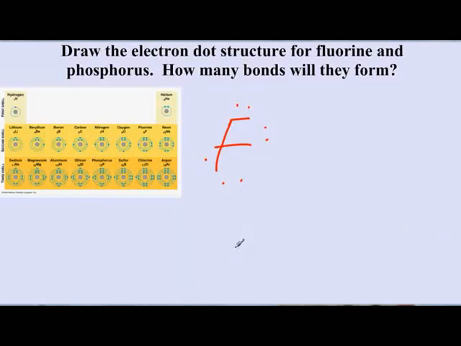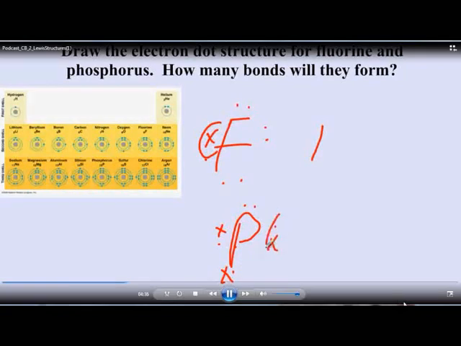We want to do the same thing for phosphorus. Phosphorus is right here. It's got 1, 2, 3, 4, 5 valence electrons. So the question here is how many bonds will they each form? Fluorine has 7 valence electrons. It needs 1 more, so it's going to form 1 bond. Phosphorus has 5 valence electrons. It needs 3 more, so it's going to form 3 bonds. 1, 2, 3. See how that works? And that's generally true. There are some exceptions, but that's generally how many bonds it will make. Okay.